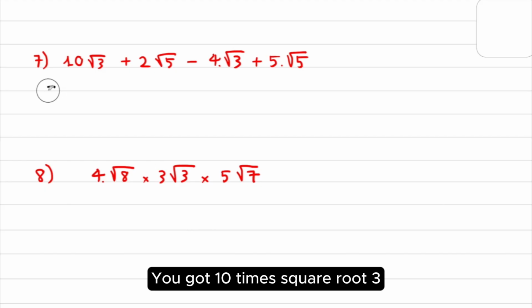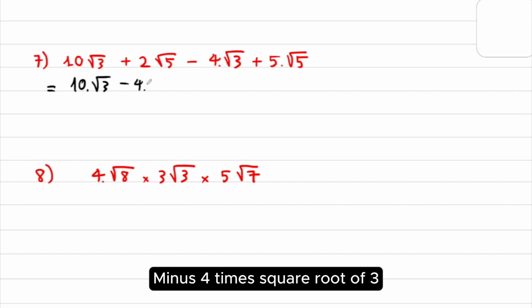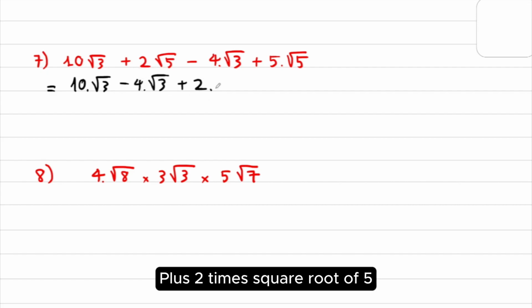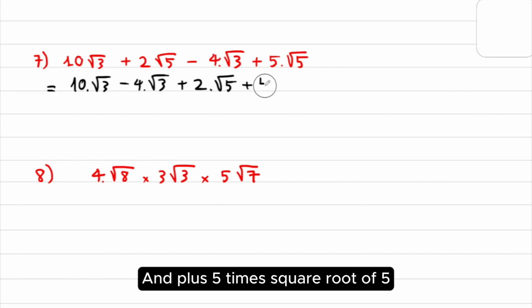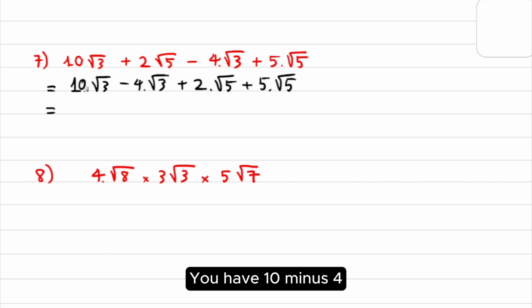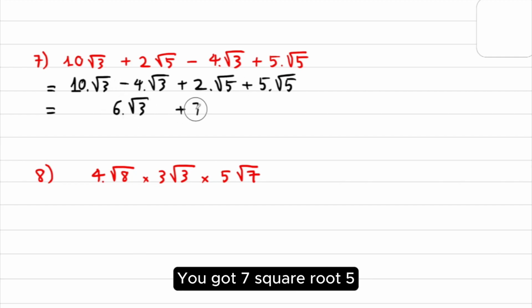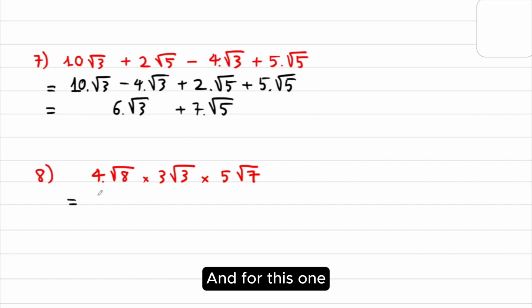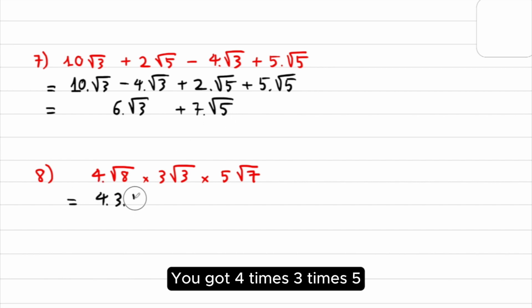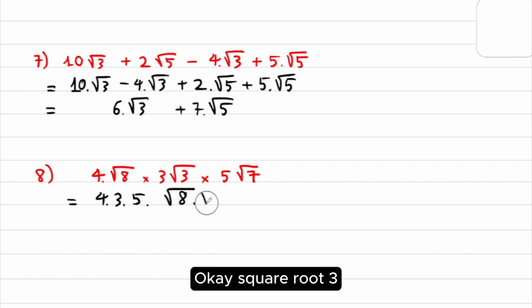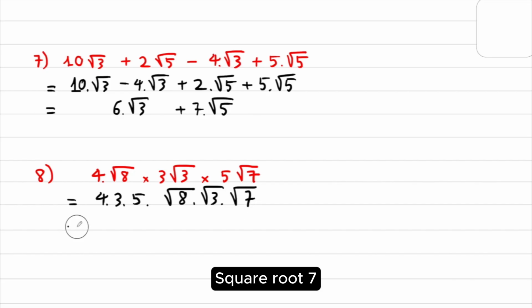Question 7, you have 10 times square root 3 minus 4 times square root 3 plus 2 times square root 5 and plus 5 times square root 5. Okay, after rearranging these terms, you have 10 minus 4, you get 6 square root 3. And for this one, you get 7 square root 5. And for this one, you get 4 times 3 times 5, and you have 8 here, square root 3 and square root 7. So for this one, I will have 60.